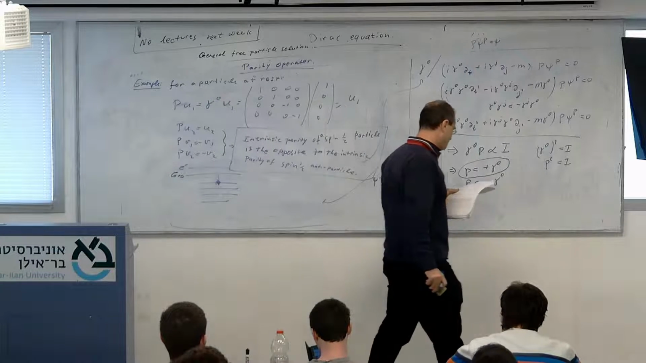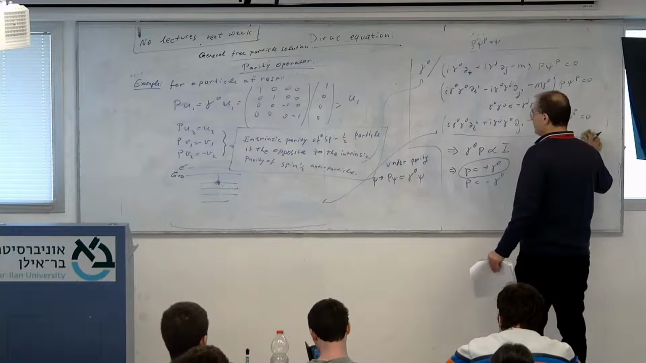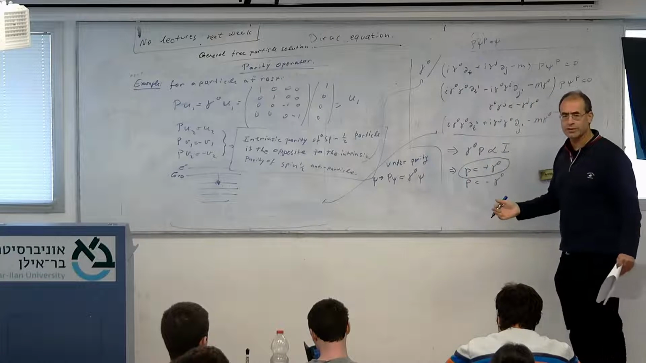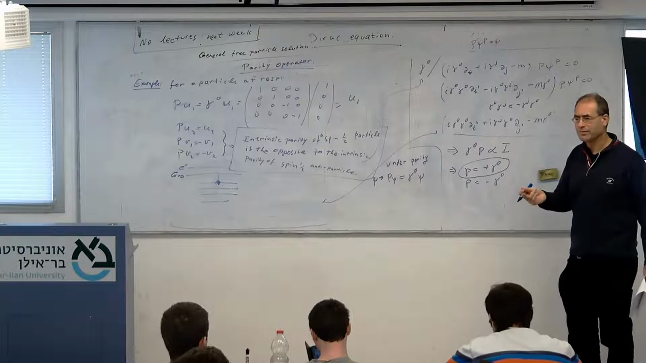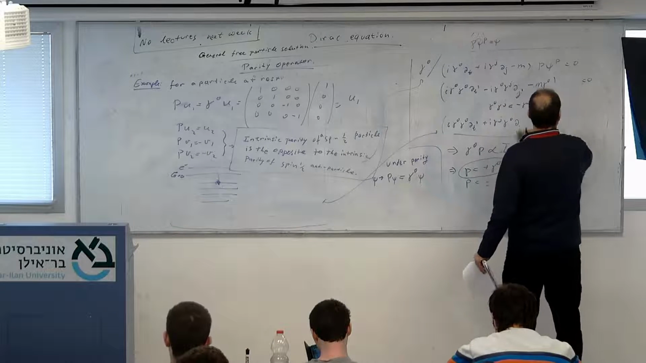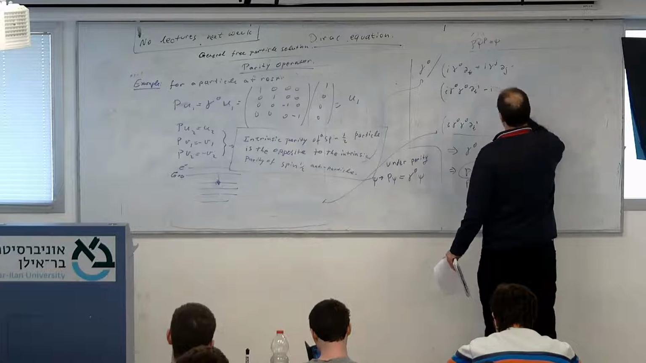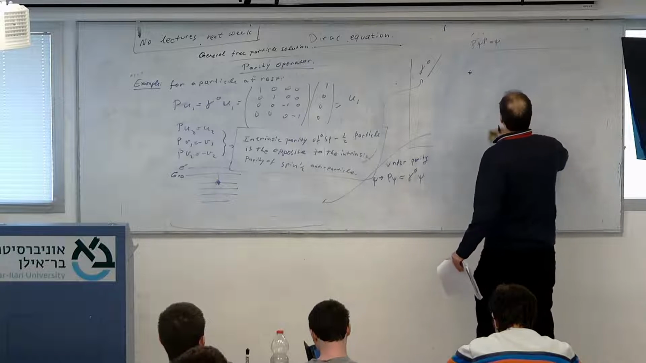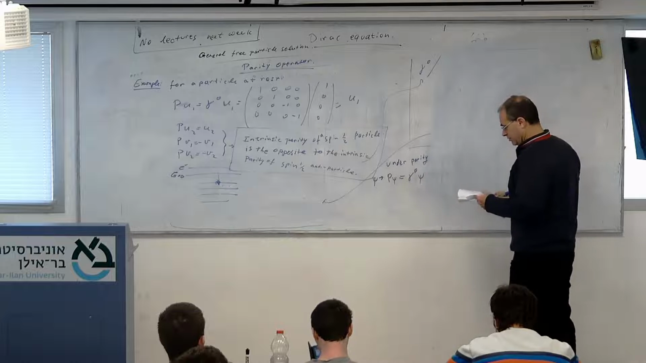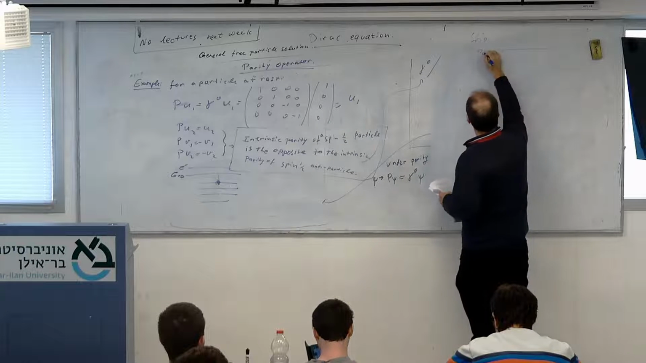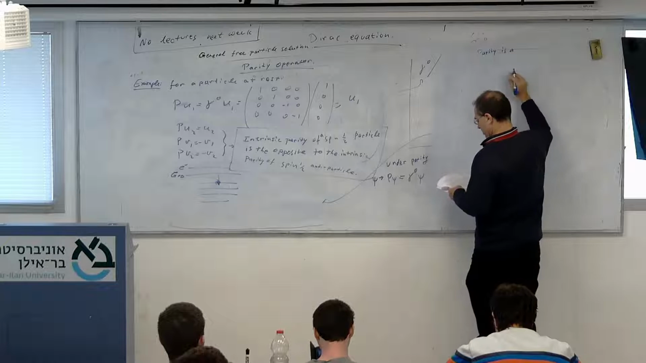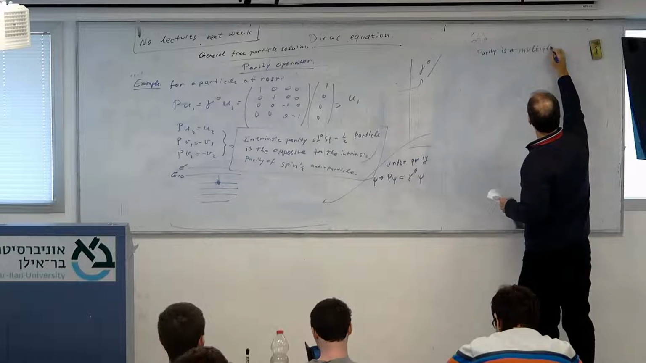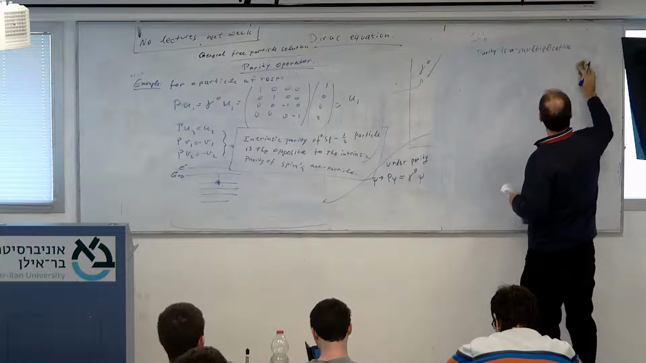For example, parity is a multiplicative operator. So if you have a meson, for example, that is composed of a particle plus antiparticle, what's the intrinsic parity of a meson? Parity is a multiplicative operator.